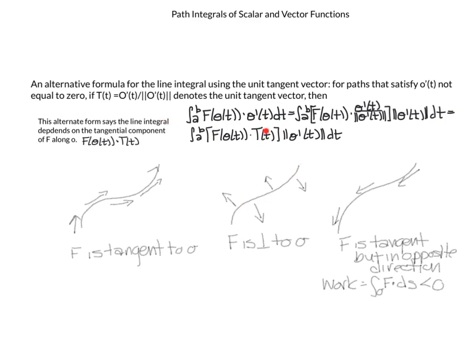We only want the component of F that's tangent to the curve to count, because that's what contributes to our work done. And one other case: if F is tangent but in the opposite direction, then F is impeding movement along the path in the direction of the path. Your work done will be a negative number that indicates that F is impeding movement along the path.